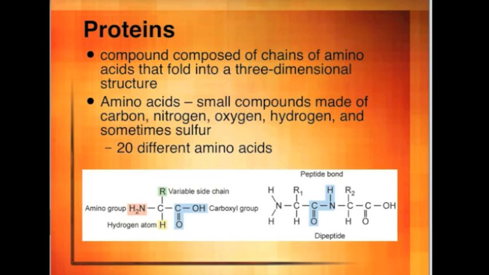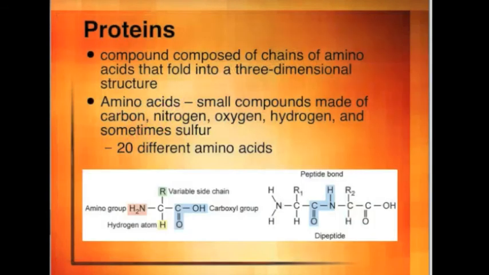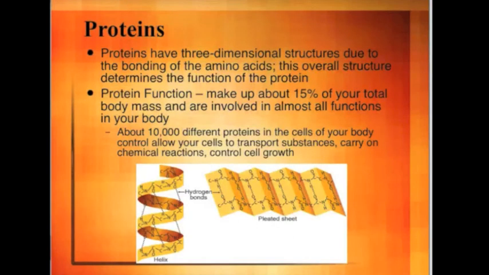A lot of times on power bars, those kinds of things, you'll see it provides 20 different amino acids. So that's why they are essential, because you have to ingest them. All right, proteins have three-dimensional structures due to the bonding of these amino acids, and this is what allows a protein to have its specific function.